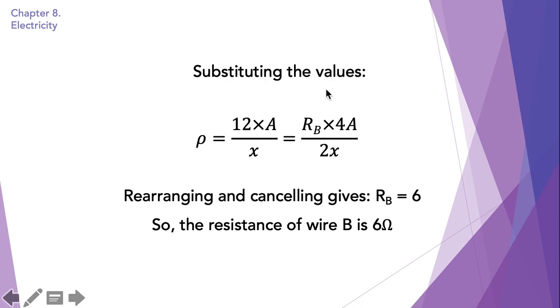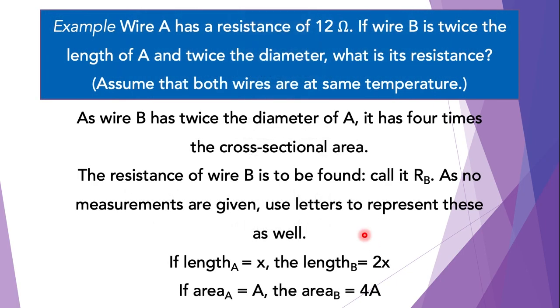When we rearrange the equation and do the calculation and cancelling, then we will get RB equal to 6. So this is how we use this equation to find some complicated values as well. So remember, area is directly proportional to diameter squared. Not only diameter but diameter squared, which means that if a wire has twice the diameter of another, then it has 4 times the cross-sectional area. So this is how we do this calculation.